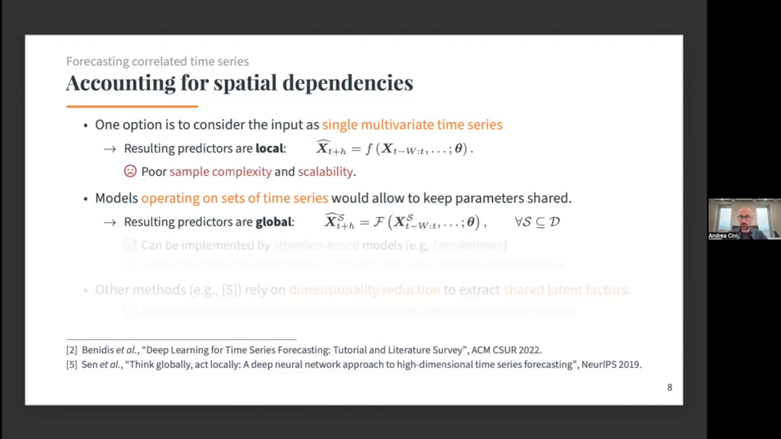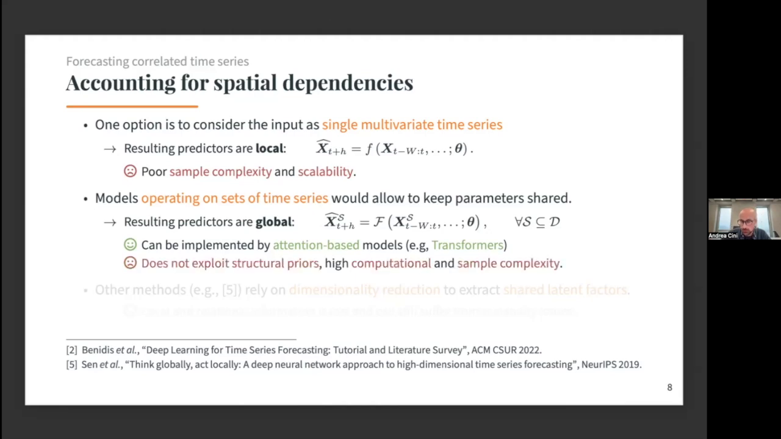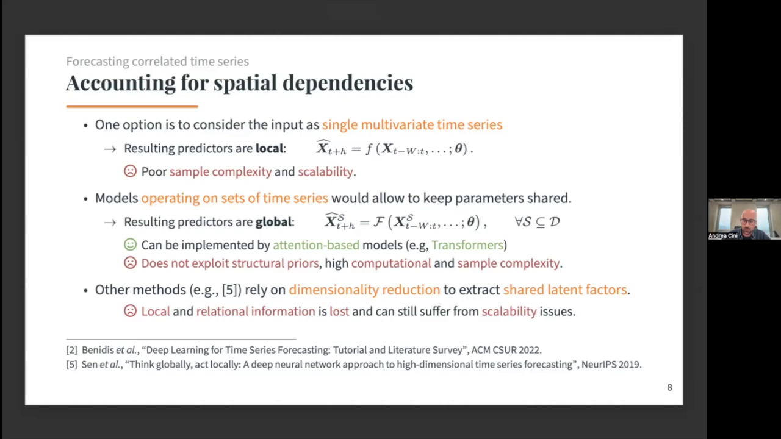Alternatively, it is possible to use models that operate on sets of time series, like deep sets models. And these are global, so with a single set of shared parameters, we can forecast any subset of time series. For instance, this can be implemented by using attention-based models, where the attention would be computed with respect to the spatial dimension. The downside is that this would not exploit any prior that we might have on the structure of the data, which might result in high computational and sample complexity. There are also other methods that are possible to use. For instance, one might use some kind of dimensionality reduction to extract some shared latent factors and use these latent factors to condition the forecasting model on the entire collection, but this clearly would lose the local fine-grained information and would still suffer from scalability issues.